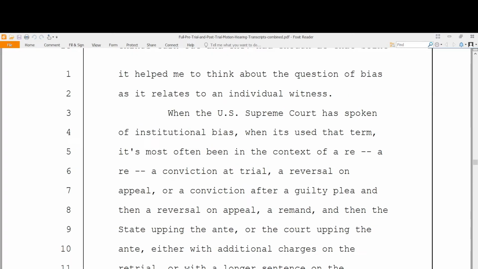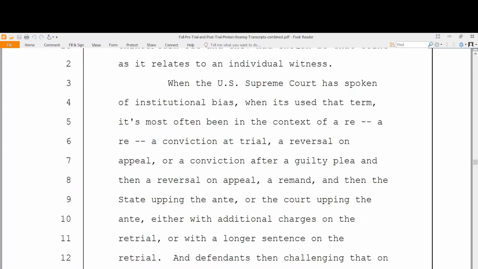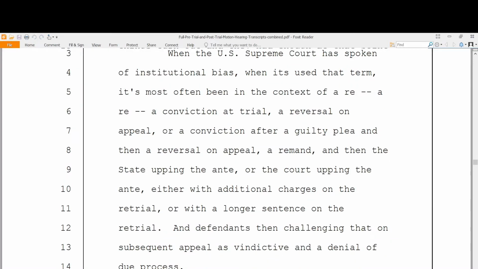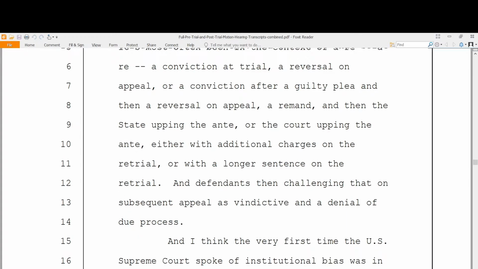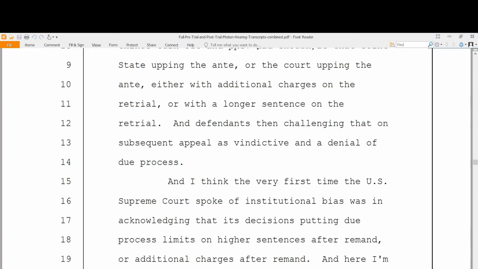When the U.S. Supreme Court has spoken of institutional bias, it's most often been in the context of a conviction at trial, a reversal on appeal, or a conviction after a guilty plea, then a reversal on appeal, a remand, and then the state upping the ante, either with an additional charge on retrial or with a longer sentence on retrial. Defendants then challenge that on the subsequent appeal as vindictive and a denial of due process.